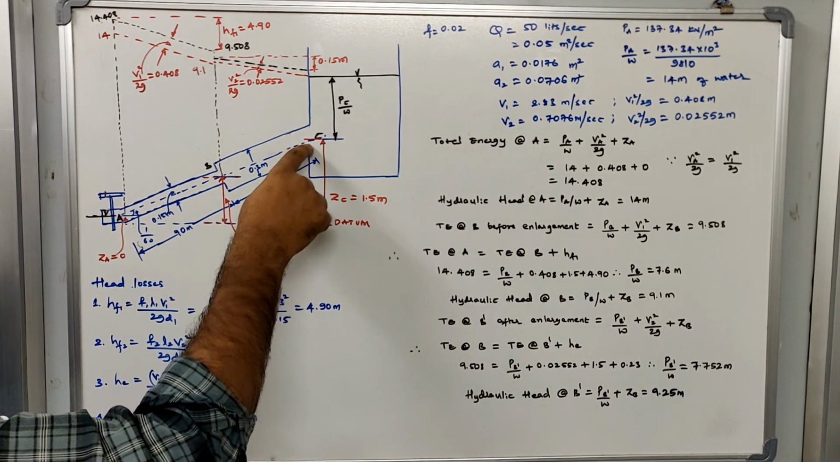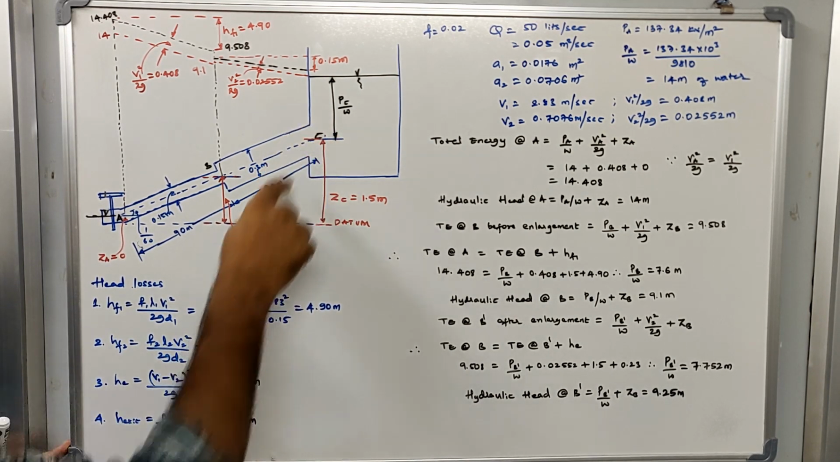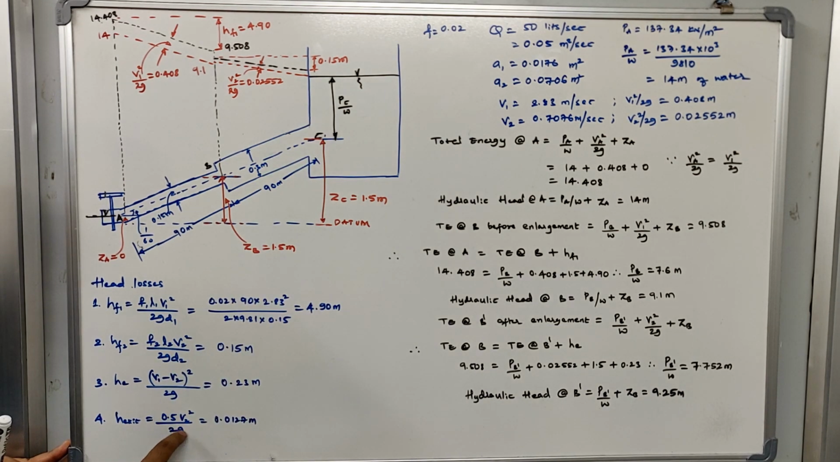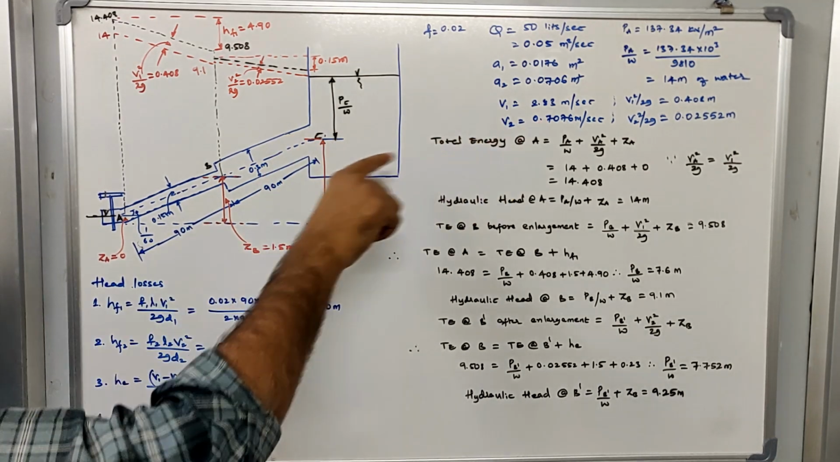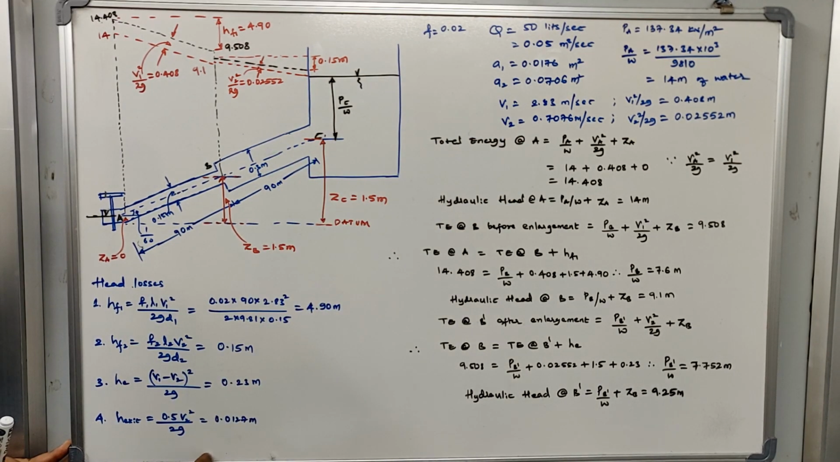After that, the water exits from the pipe to a tank. So this we will call the exit loss, which is 0.5 V square by 2g. So V2 square we already know, we have determined that. So substituting that, we can calculate how much is the head loss due to exit.